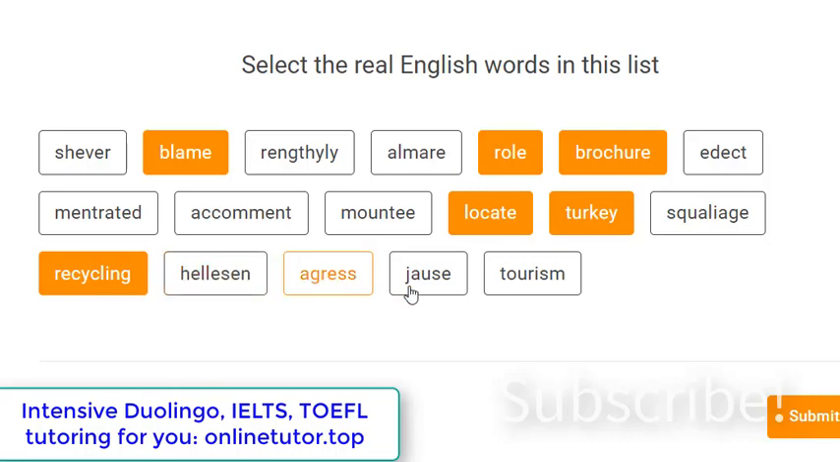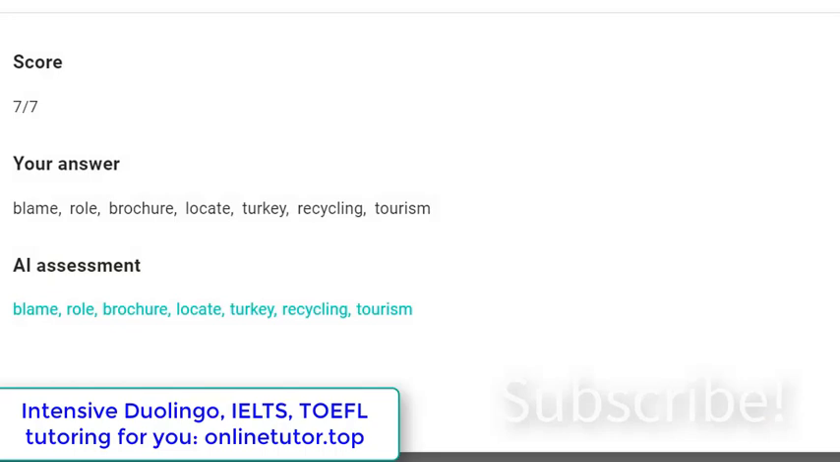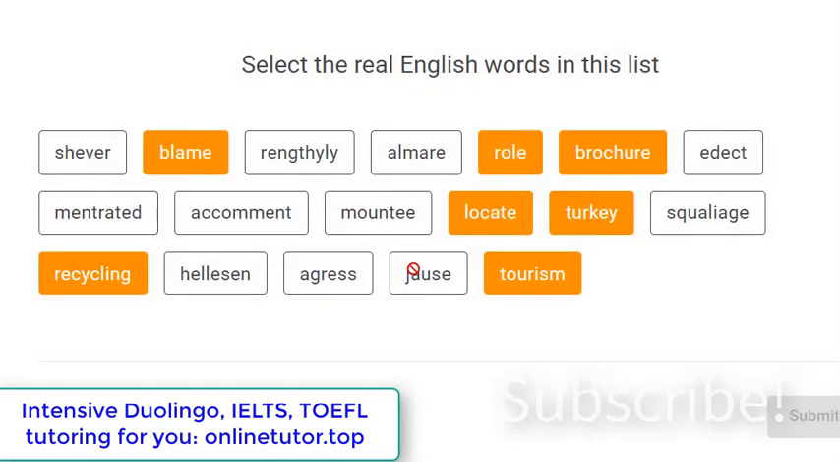Hellesen, no. Aggress, no. Jaws, no. Tourism, yes. The concept and the process of visiting other destinations, other countries. Mind you, tourism, yeah. Okay, let's click submit. Everything is fine, yes. Today we didn't have some difficult tasks, so nothing special.